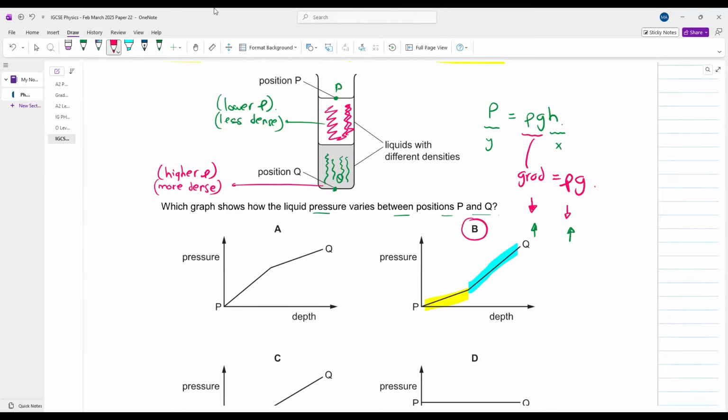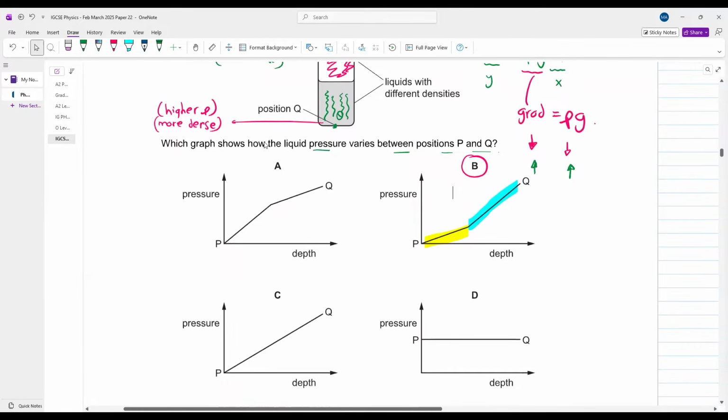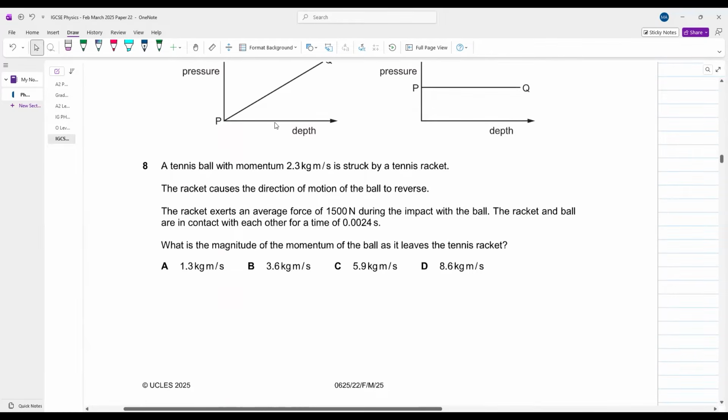ए में इट इज रिवर्स. ए में आपके पास एक मोर स्टीप लाइन है, फिर लेस स्टीप लाइन है, which is not the correct answer. Let's then move ahead. A tennis ball with a momentum of 2.3 kg meter per second is struck with a tennis racket. The racket causes the direction of the motion of the ball to reverse. Okay. The racket exerts an average force of 1500 Newton during the impact.